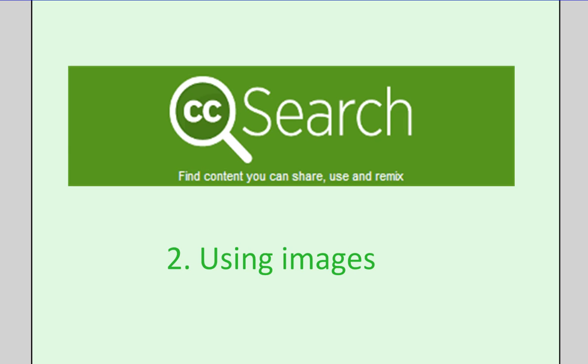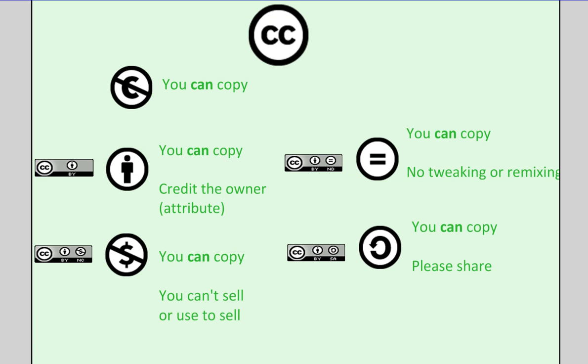In this second video about using Creative Commons search, we're going to look at how to use the images themselves. When you search for images under Creative Commons, you'll see that the licenses they've been released under are represented by symbols, and you'll get used to these very quickly. We'll quickly go through them on the video now, but if you wish to look at them in more detail, please go to Study Smart.